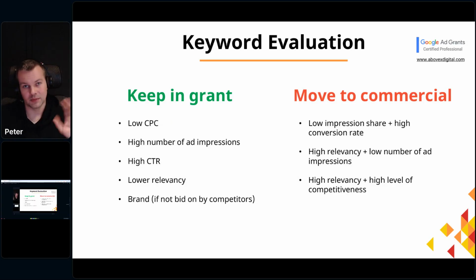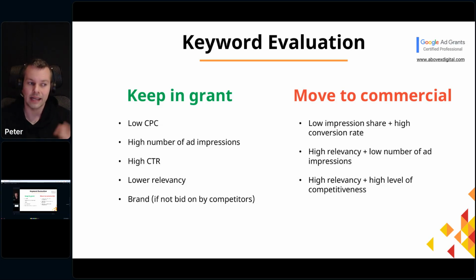A lower relevancy, and this may sound weird, but you have the budget, which is $10,000, and most advertisers struggle with using the grant fully. So in grant accounts, you can keep even keywords that are not 100% relevant, because you have the budget, and you do not pay if you don't get a click from a little bit less relevant keyword. And even clicks from keywords like that might turn into conversions, right? But obviously, you don't want to have less relevant keywords in the commercial account. So such keywords should stay in the grant account.